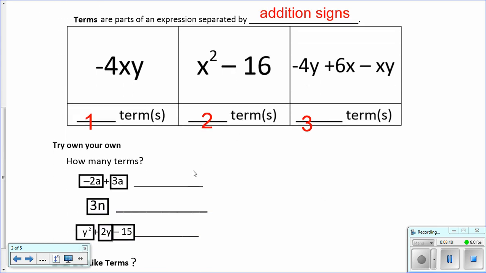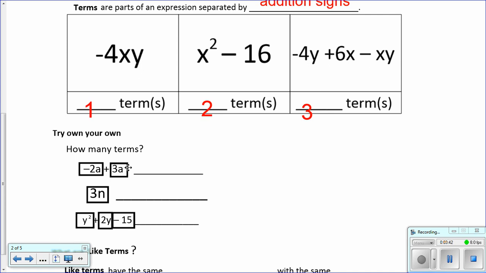So, try this on your own. I think I kind of gave some of it away. How many terms are in each one? Pause the video. When you come back, we'll talk about the answers in class, but we'll move on when you come back, okay?